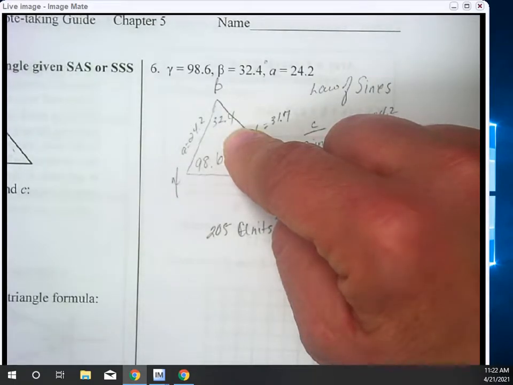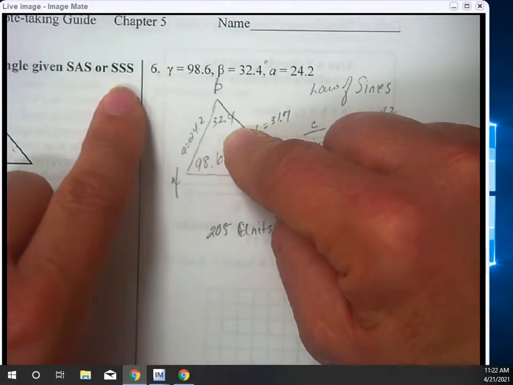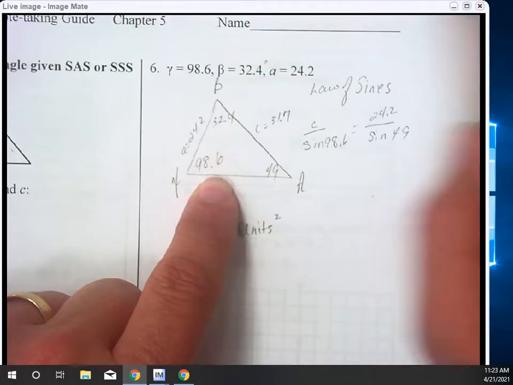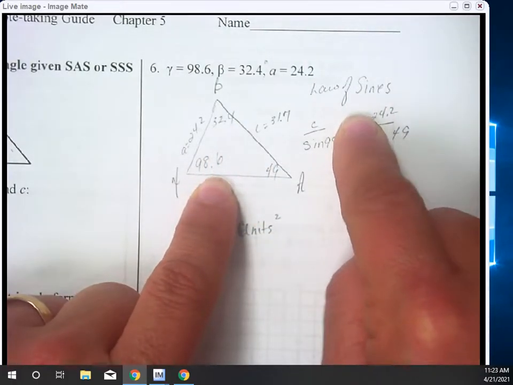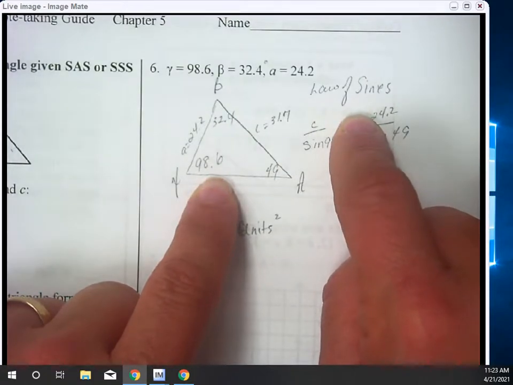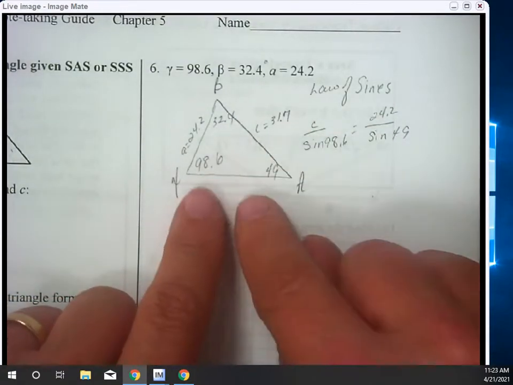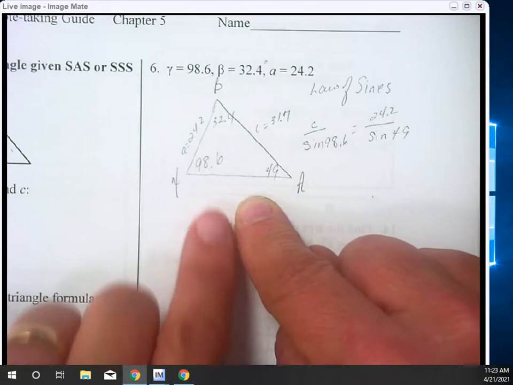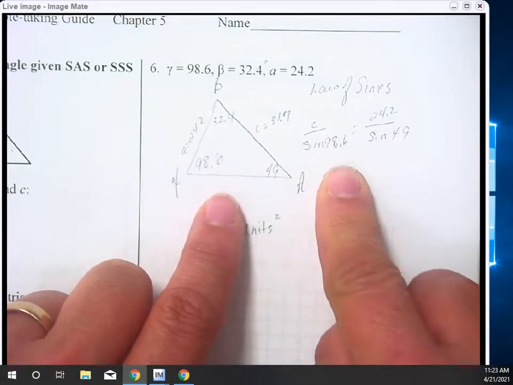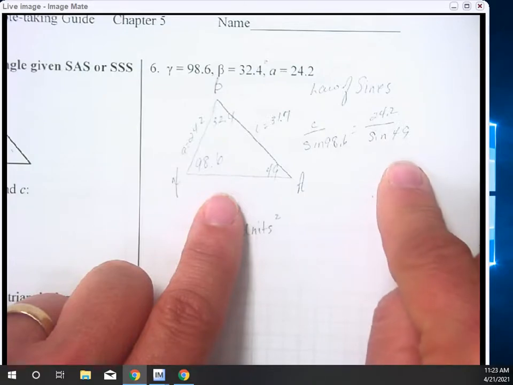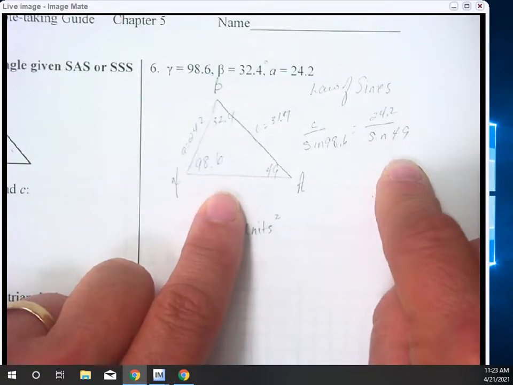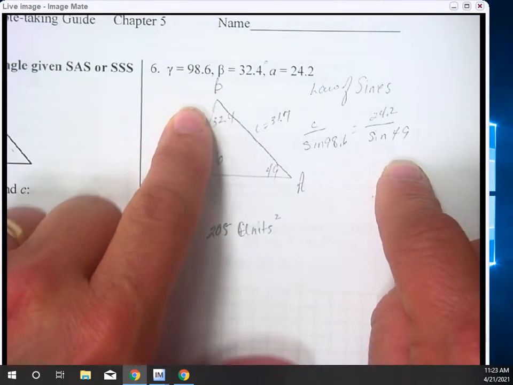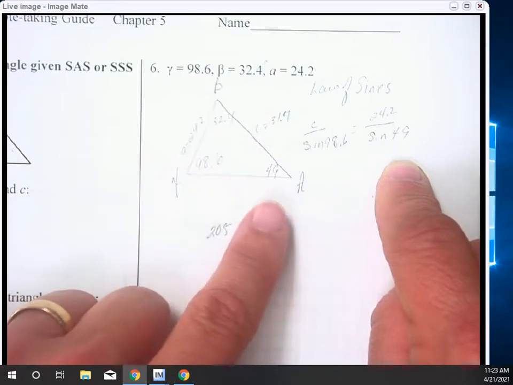And to use my area formula, I need side, angle, side, or side, side, side. What can I use if I have angle, side, angle? Law of sines from the very first section. Then I can either find C or B, and it does not matter which one you solve for. I just chose C. C over sine of 98.6 degrees equals 24.2 over sine of 49. How did I get 49? Any triangle has 180 degrees, so 180 minus 98.6 minus the 32.4 gives me the 49.